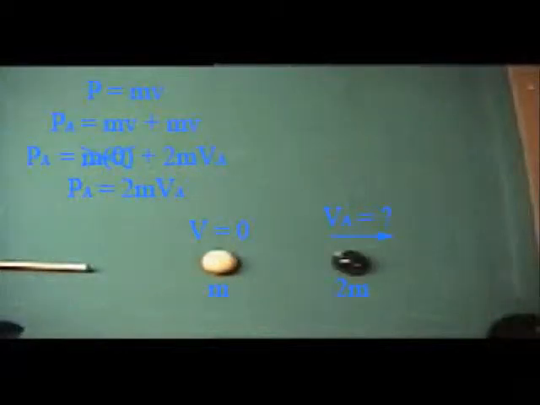Here we see that at the point of collision, all the momentum of the white ball is transferred into the black ball. After the collision, we find that the white ball has stopped and has no velocity, and the black ball is moving with an unknown velocity.